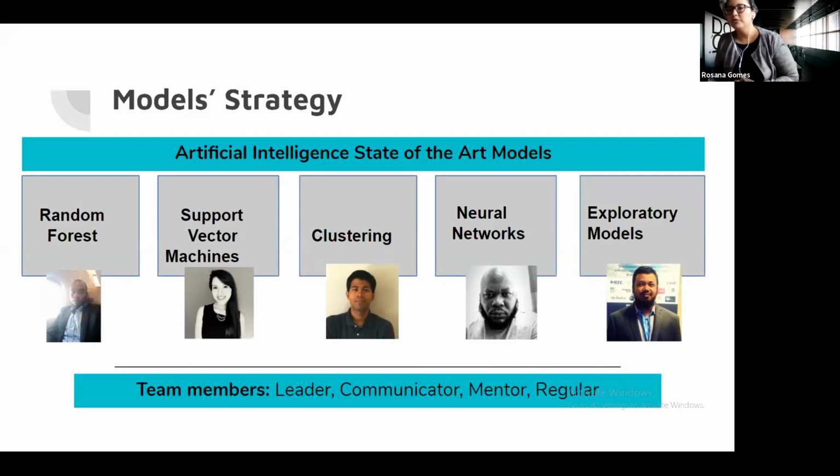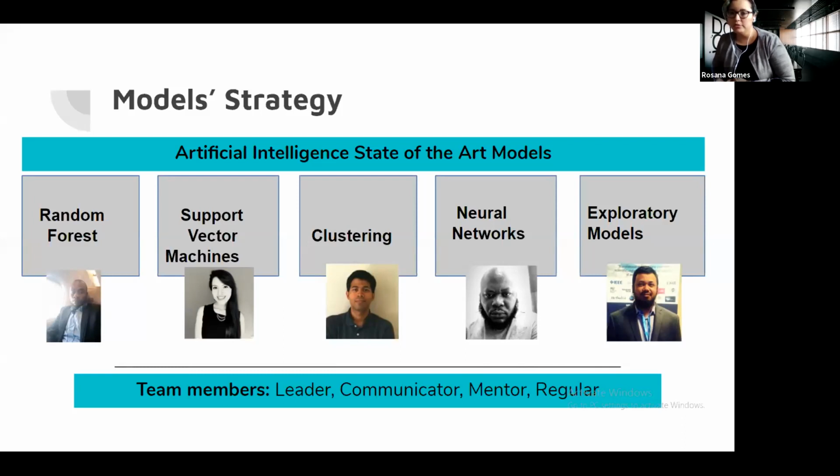So we divided the groups so that each group would have a leader, a communicator, a mentor and the regular members. Here are the pictures of the leaders of our groups for each of the models that we selected. The communicators would be the ones giving a summary of the results. The mentors would be the ones helping the other members that are not so familiar with the methods. So everybody could participate and help.